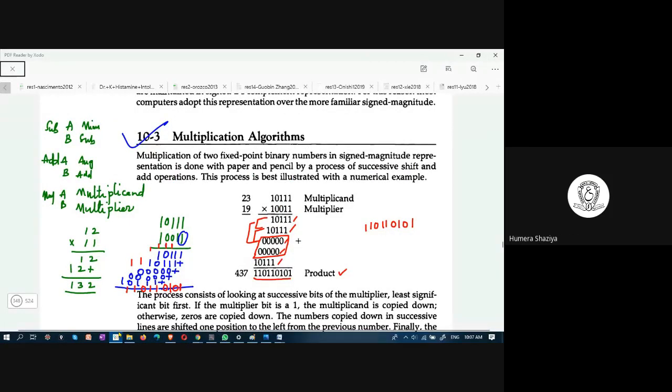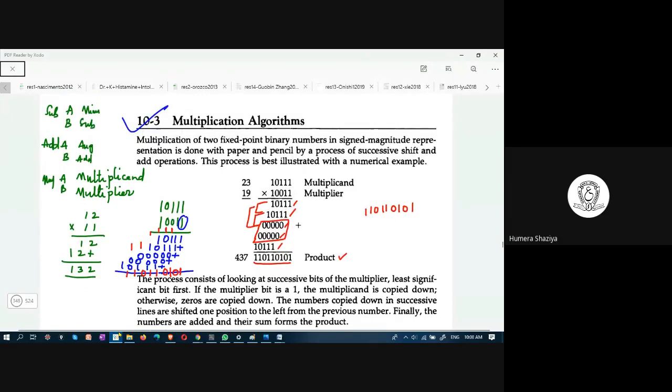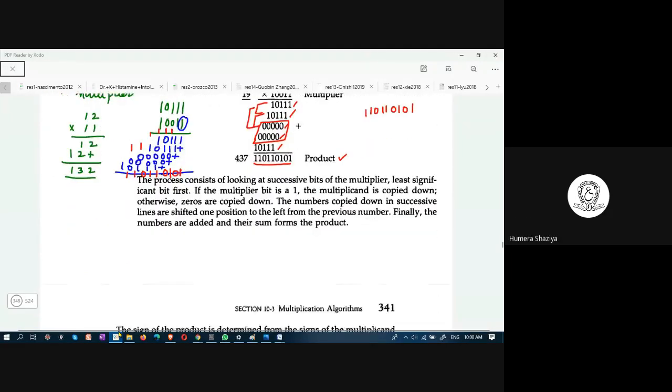We are learning multiplication algorithms. Can anyone tell me what is multiplicand and what is multiplier?